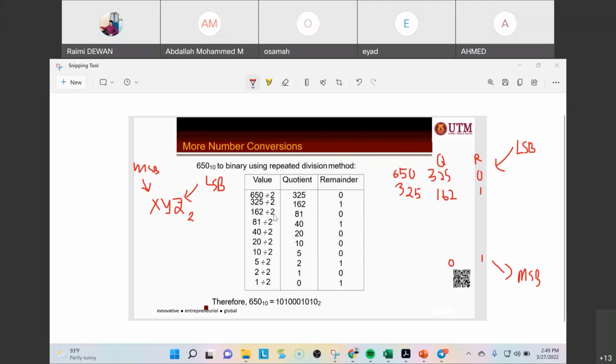Now, 162 divided by 2. This one is no problem because this is an even number. When we divide 162 by 2, we will have exactly 0 remainder. So this is a bit tricky part.